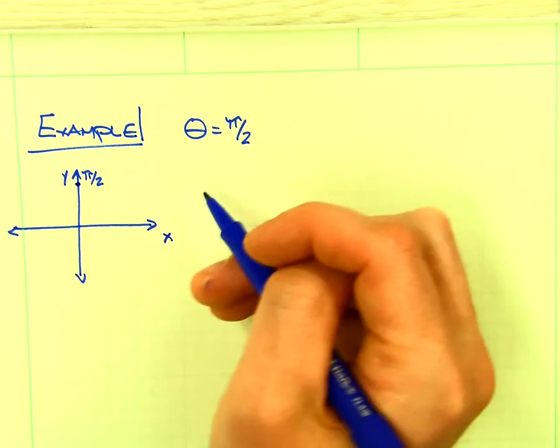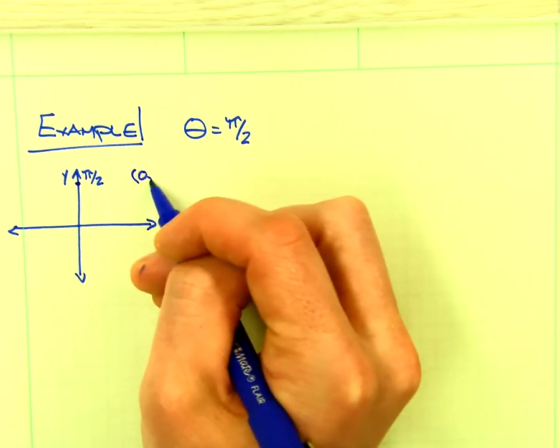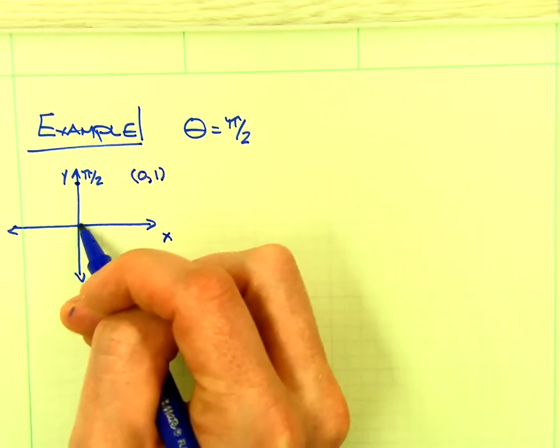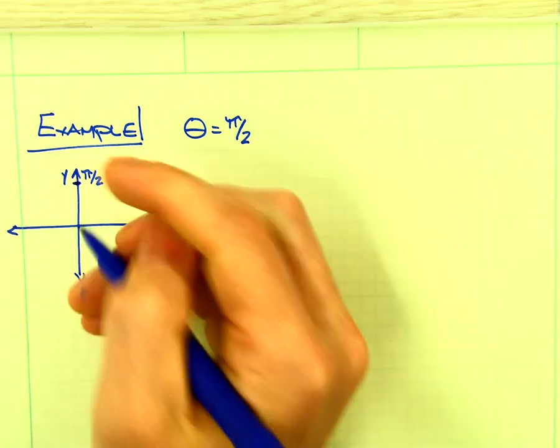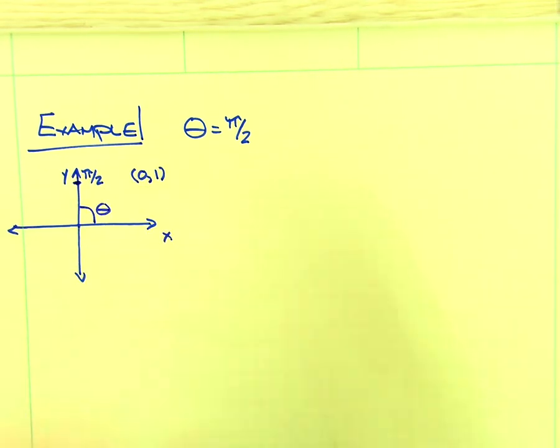So this happens to correspond to 0, 1. So I go 0 in the x direction and just up 1 in the y direction. So that's going to be my pi over 2 angle. This is going to be theta. So that makes my problem a whole lot easier.